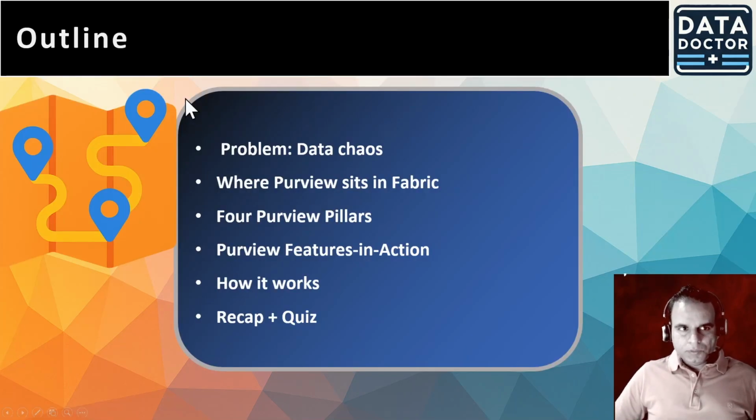First things first, this is going to be the outline of my talk. First, we will discuss the problem of the data chaos which exists, and at a glance we will have a look at how Purview is a solution to this problem. We will also see where Purview sits in Fabric, and then we will go a bit deeper into Purview, and see what the four pillars of Purview are. Then we will see how these features actually come into action within Purview, and how the sequence of different features works. In the end, we will wrap it up with a recap slide plus a few quiz questions.